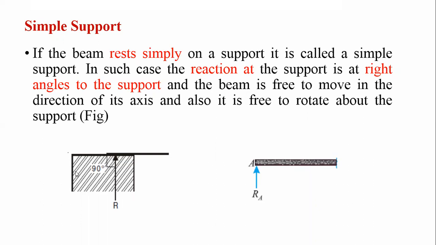Now let us consider an example. Suppose you are putting your mobile on the table. It means that the mobile phone is simply supported over the table. It simply rests over the table. It is the simple type of support, and your mobile phone may move, it may rotate over the table. It means your mobile is simply supported by the table. It is one of the simple examples.